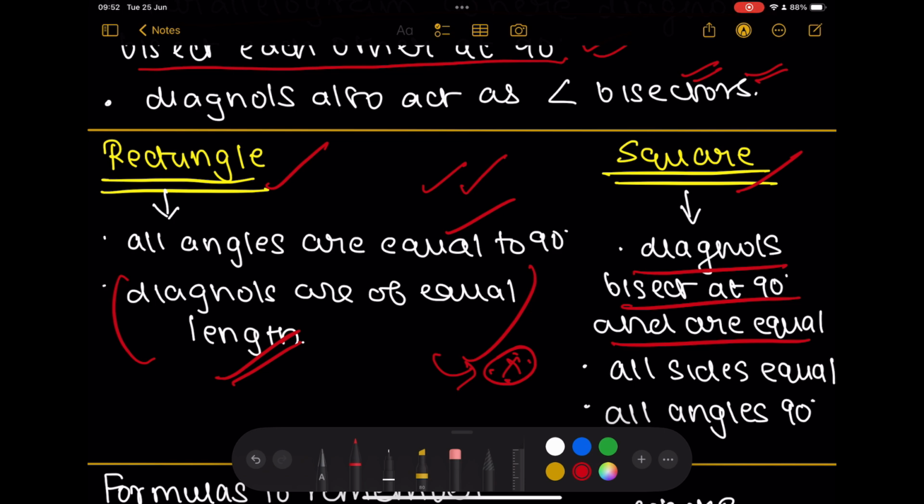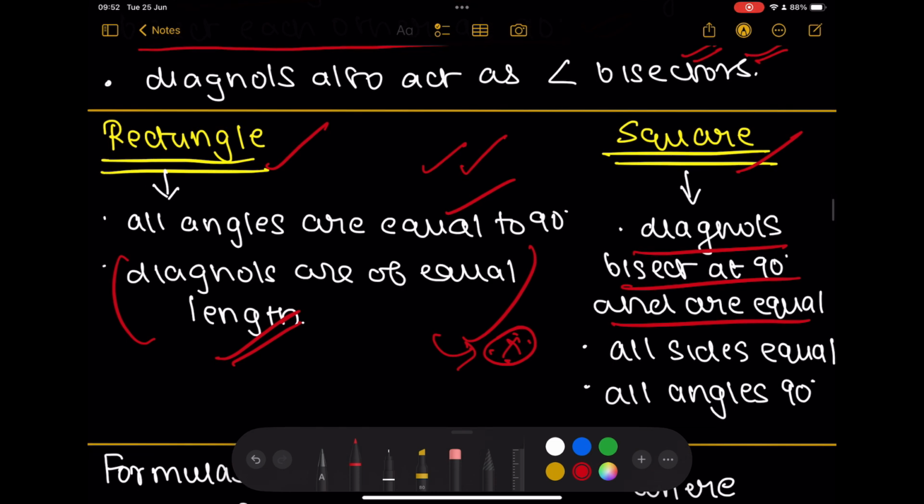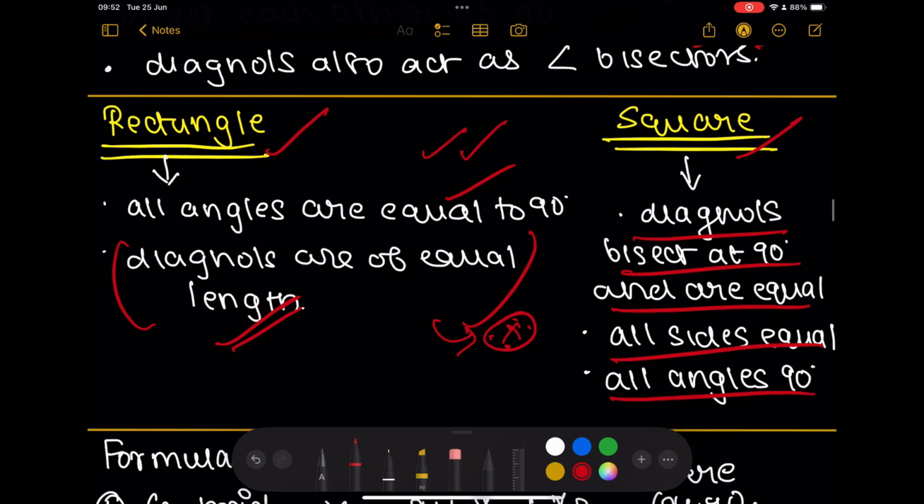shapes. I hope you know. If you don't, please revise, okay? In a square, all sides are equal, all angles are 90 degrees, right? So I hope you got a little bit of the gist, right? I hope you're right now remembering certain properties that you learned in class 11, right? So I'll just revise it one more time.